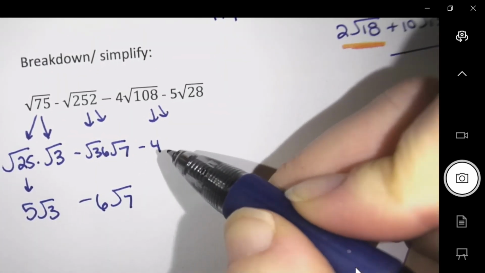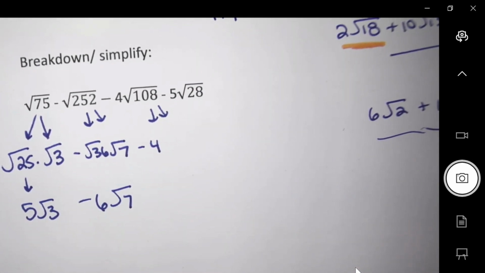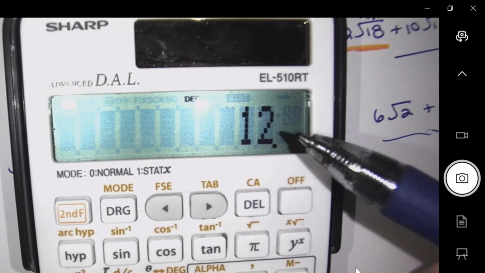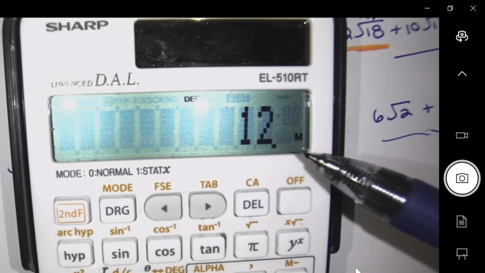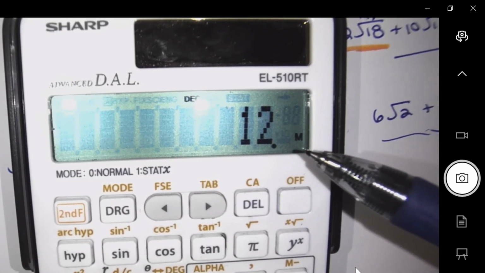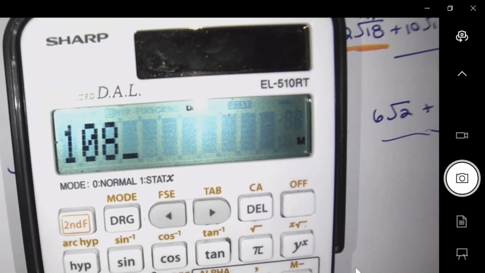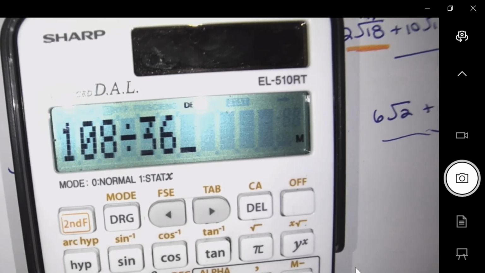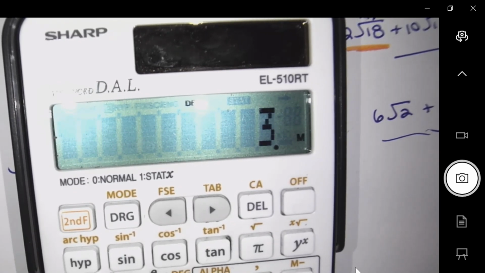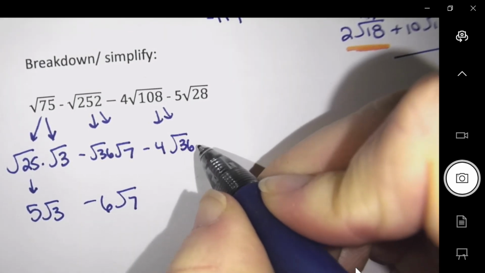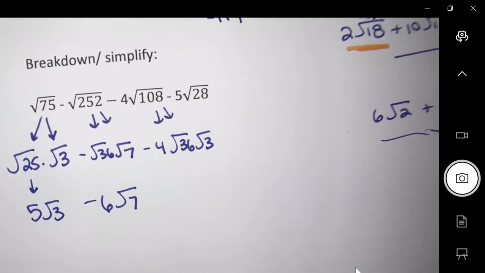108. What is it divisible by? Like a lot of numbers. 9. Okay, again, that's good, but now 12 is divisible by 4. So now it should be divisible by 36, so I'm going to go back and check. Oh, wow. Look at that. Yeah. 36 times 3 is 108.